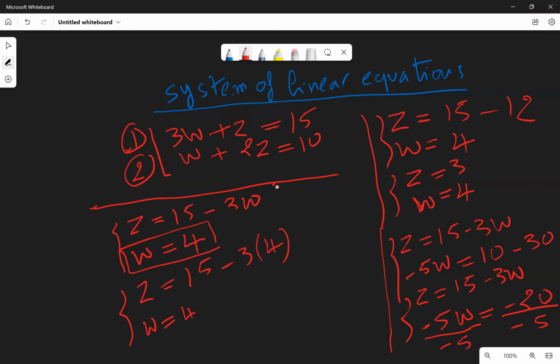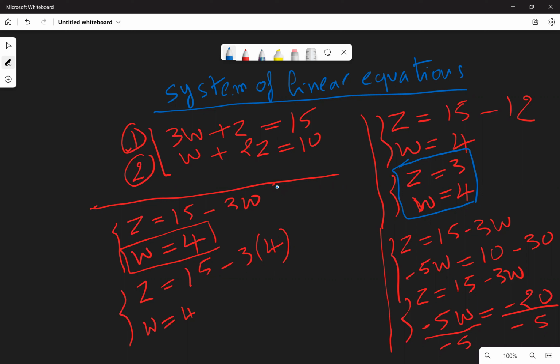All right, so this is our answer. We change the color here. So Z equals 3 and W equals 4. So the pair Z and W is the solution of this system of linear equations.